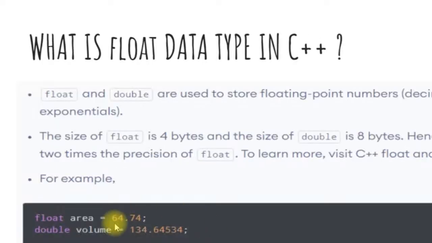Now moving on to this example, we have one more variable called float area. So the name of the variable will be area, and data type for this variable is float, and the value that we are trying to store into this variable called area is 64.74. This was for this line. Moving on to the next line, we are declaring a variable called volume, and this time we are using a double data type. So double volume is equals to 134.64.